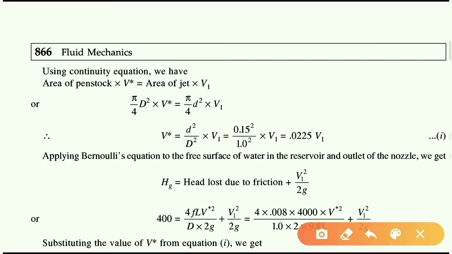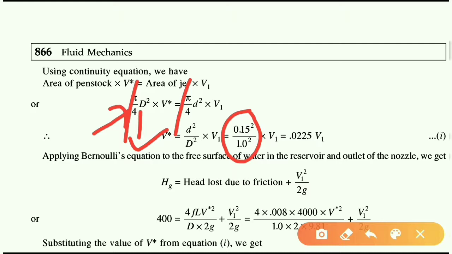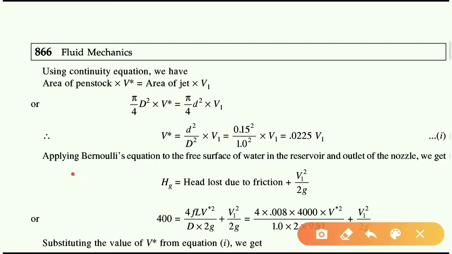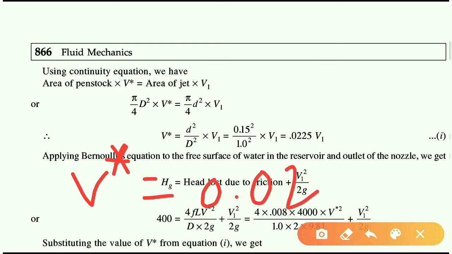Simplifying this, we will get the expression for V star, because the values of small d and capital D are both given. If you put those values, the pi by 4 will get cancelled. So after simplifying this, we will get the expression like this: V star is equal to 0.0225 V1.